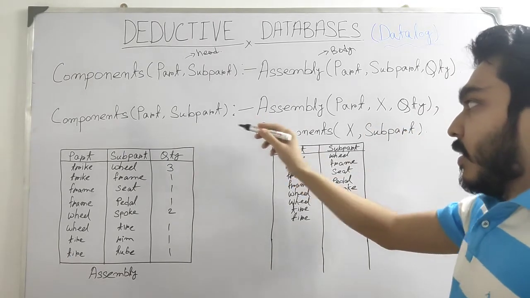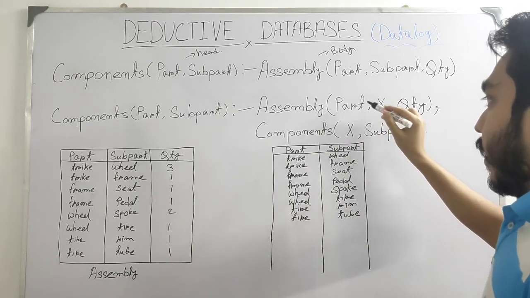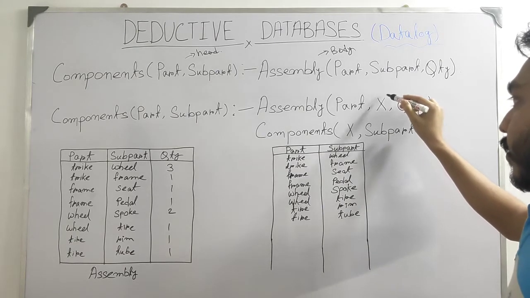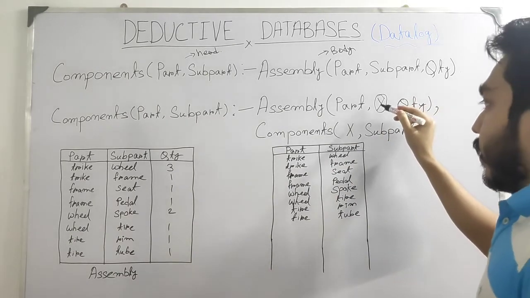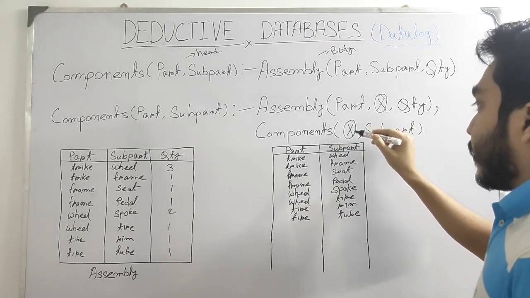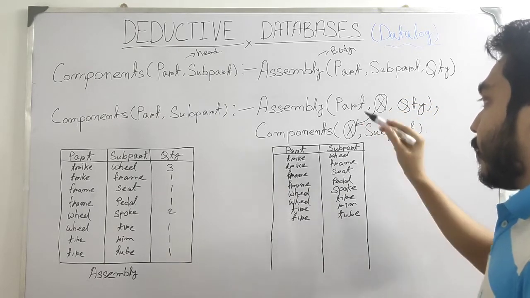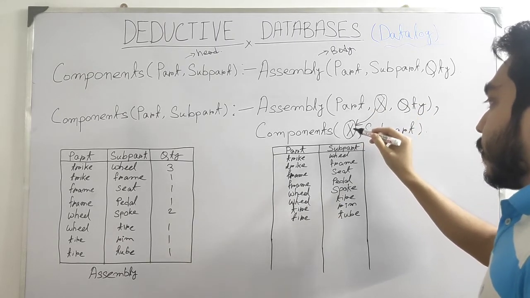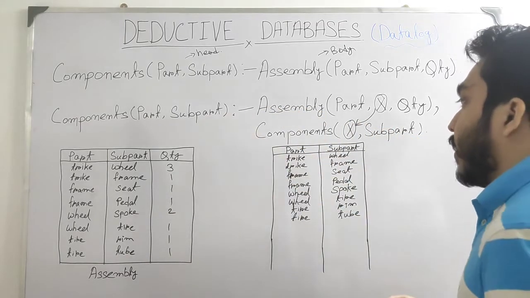The next rule says that if there is some tuple in the assembly relation, and the assembly relation consists of part, subpart and quantity, here I am assuming that our subpart is x, and that x is also present in component, because here it is a subpart and there it will be a part. That means something that is a subpart in assembly should be a part in component, and for those parts, whatever subparts we have should be moved to the component relation.